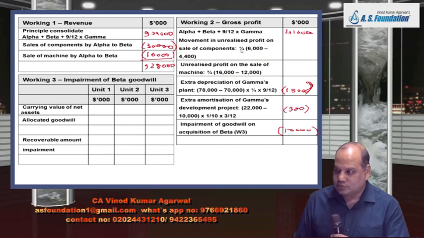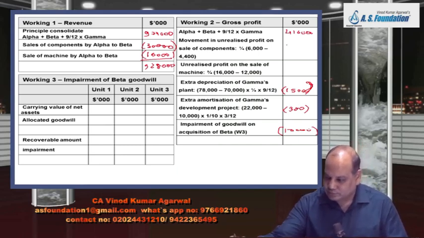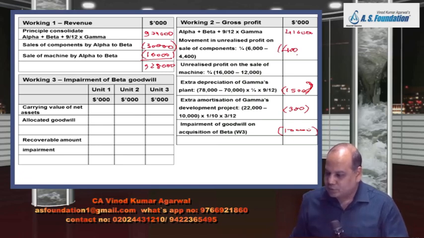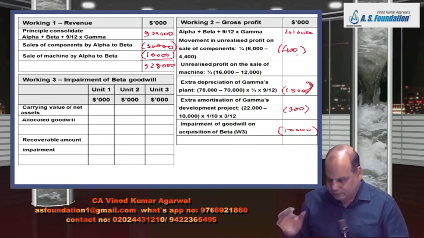1/3 of cost is 1/4 of selling price. So the net increase in the closing stock is 1,600, which is due to the intercompany transaction, into 1/4. How much is that? 400. Very good. Positive or negative? Gross profit will reduce. For unrealized profit, gross profit will reduce.